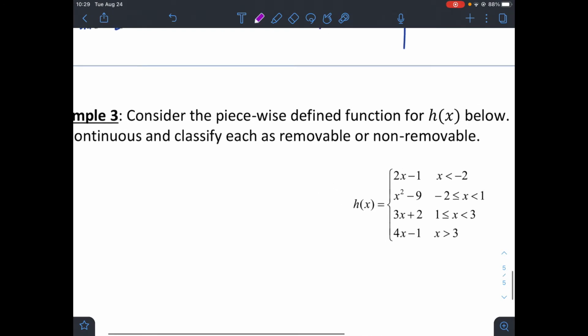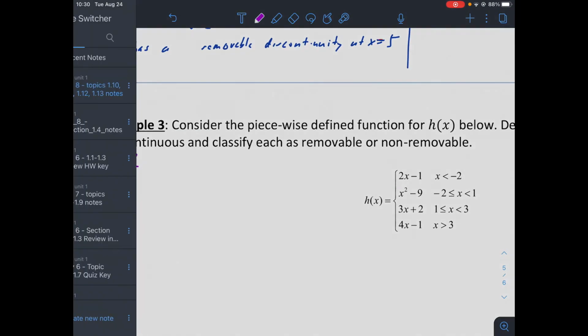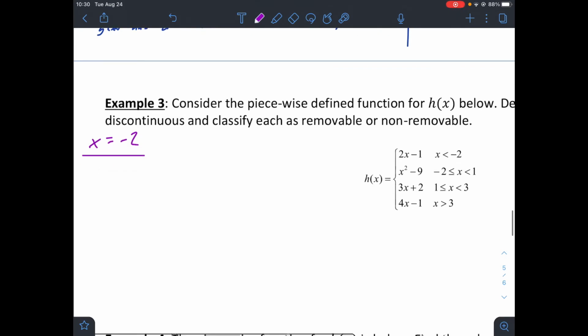So let's start with x equals -2. Does h of -2 exist? We put -2 into this one because that's where it says x is greater than or equal to -2. And we get 4 minus 9, which is -5. So the function does have a y value at -2. The first criteria is met.